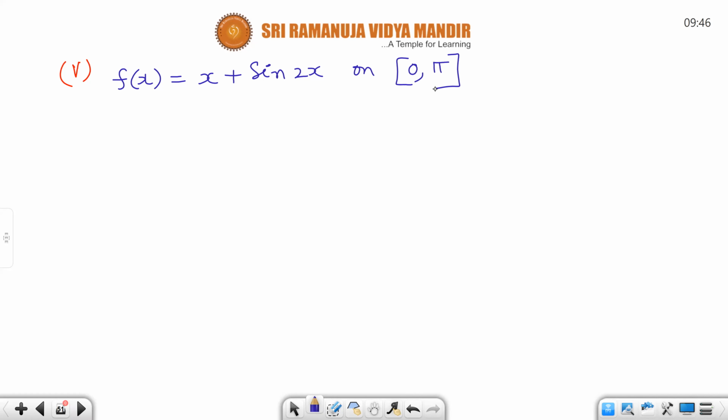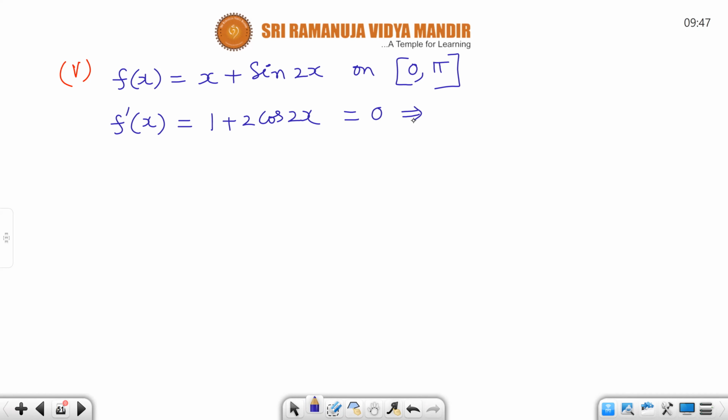Right. Of course, here algebraic functions and trigonometric functions are combined. Okay. So what about f dash x? For x, the derivative is 1. For sine 2x, the derivative is cos 2x into 2, that is 2 cos 2x. Okay. This we have to equate to 0.